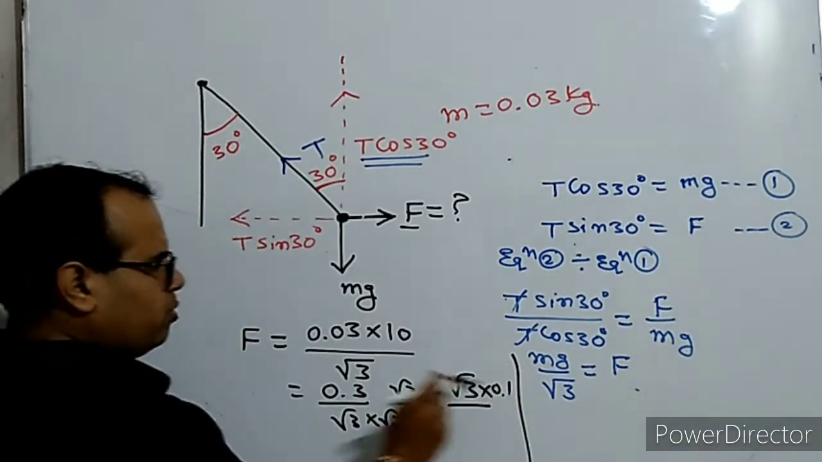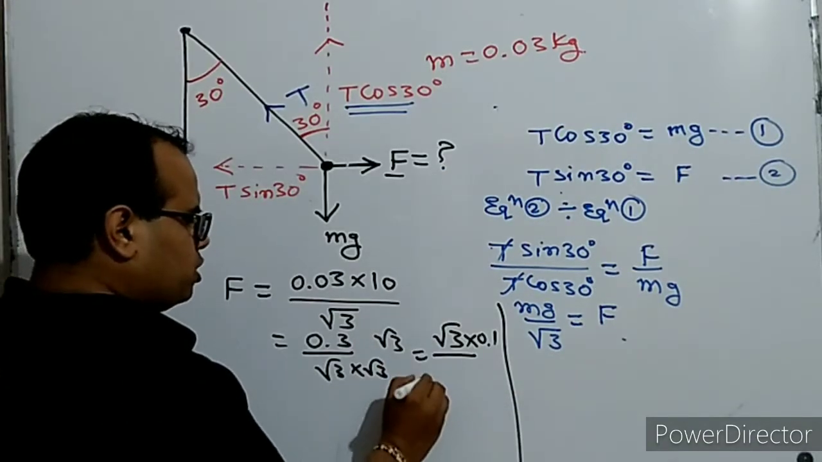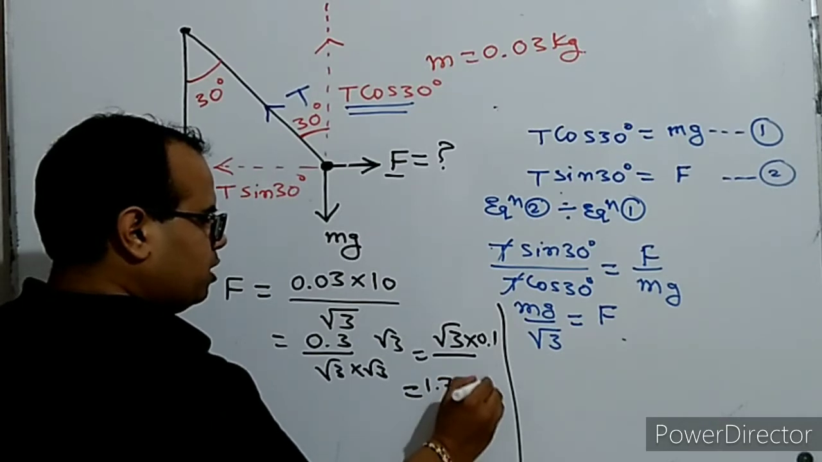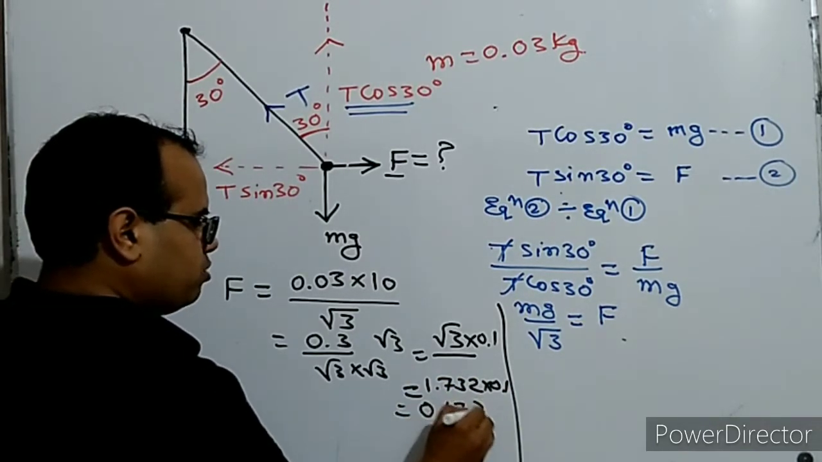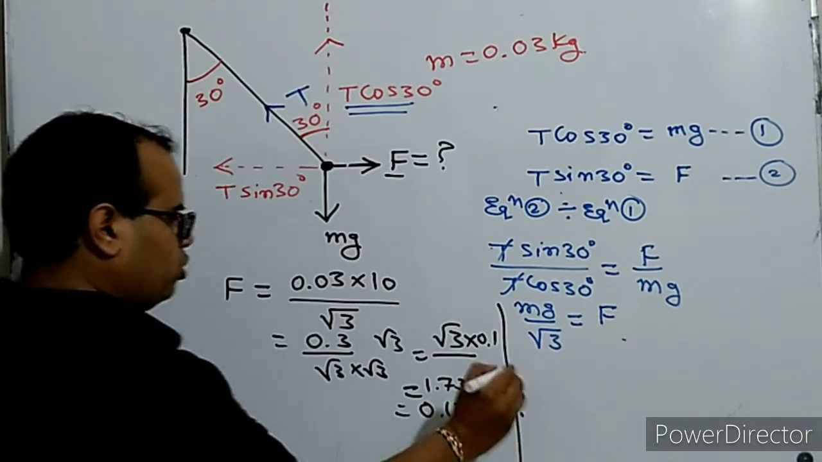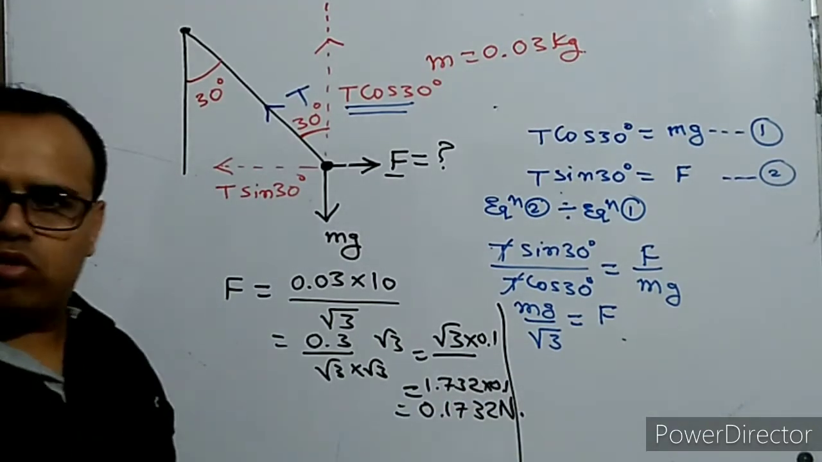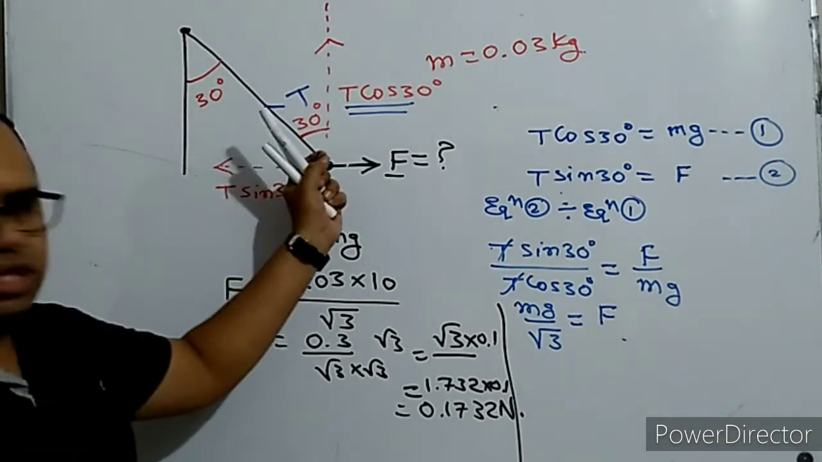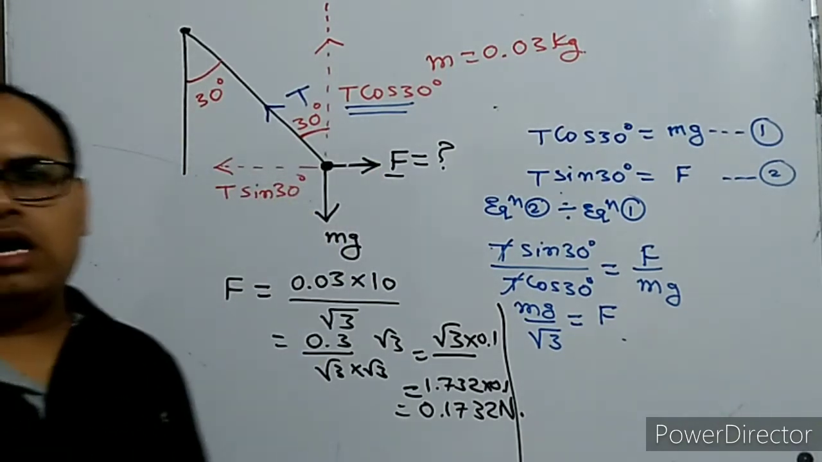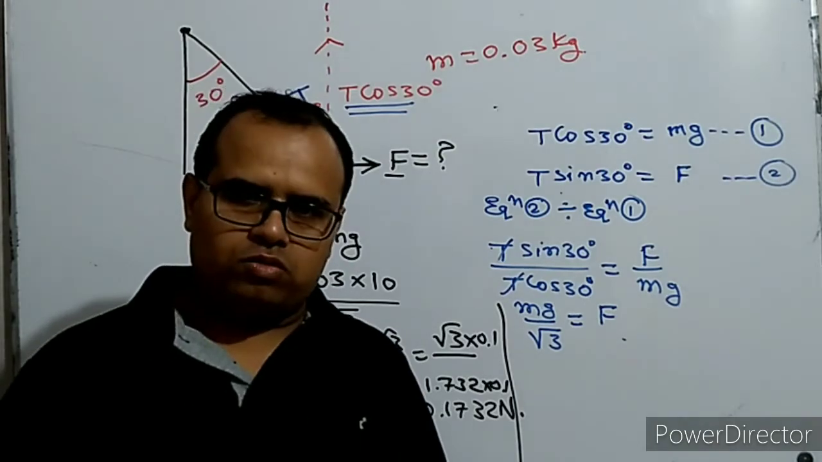Okay, root 3 multiplied by 0.1. Root 3 is 1.732, multiplied by 0.1 will give you 0.1732 Newton, and that is the force which is required to keep it here in this equilibrium position. I hope it is clear to you. Thank you. Next question is related with the rain-man problem.